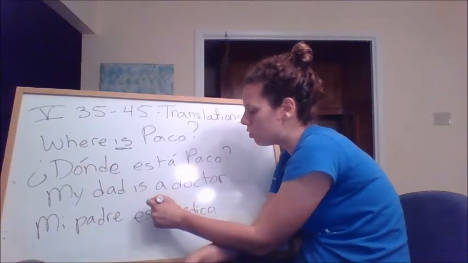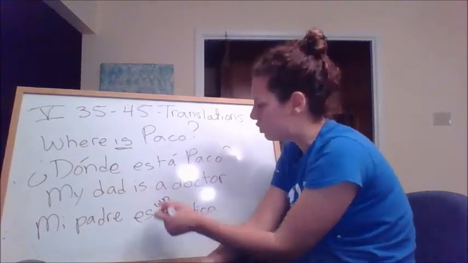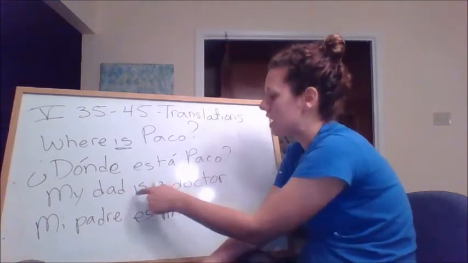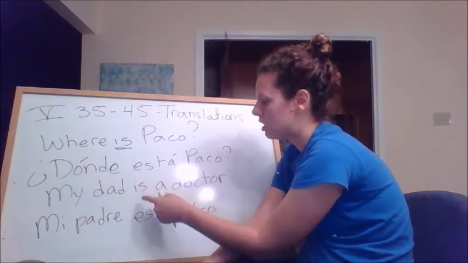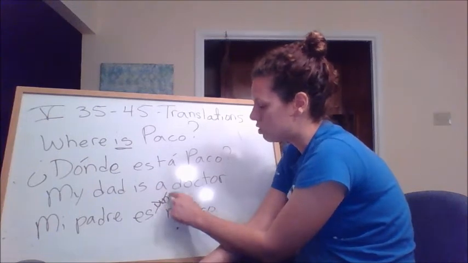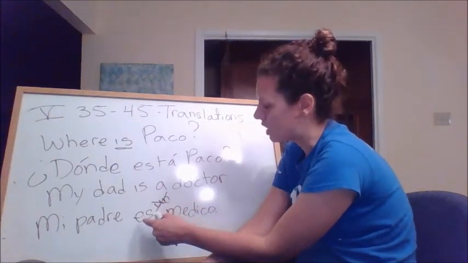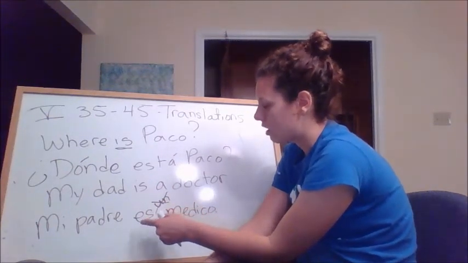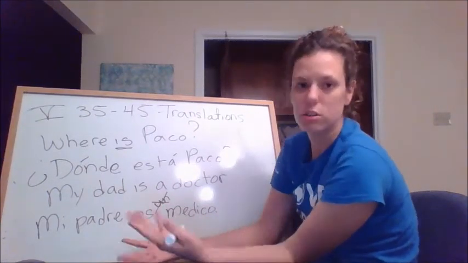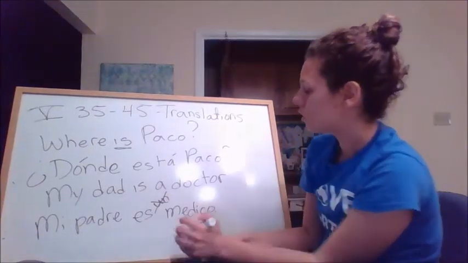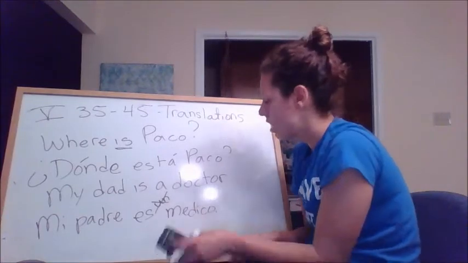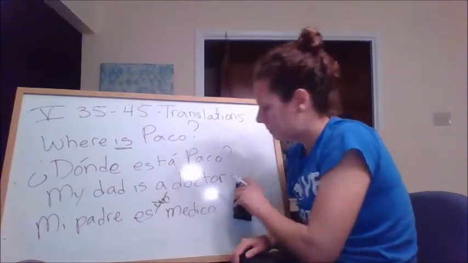If you put un médico, I wouldn't count that wrong, but you would see me do this. Because in Spanish, like in English, we say is a doctor, is a teacher, is a plumber, is an electrician. But in Spanish, we don't use the indefinite article. We just say es médico, es profesor, es enfermero, is a nurse, that kind of thing, okay? So you don't need this. Like I said, I wouldn't mark it wrong if you had that, but I would mark it out, and that's why.